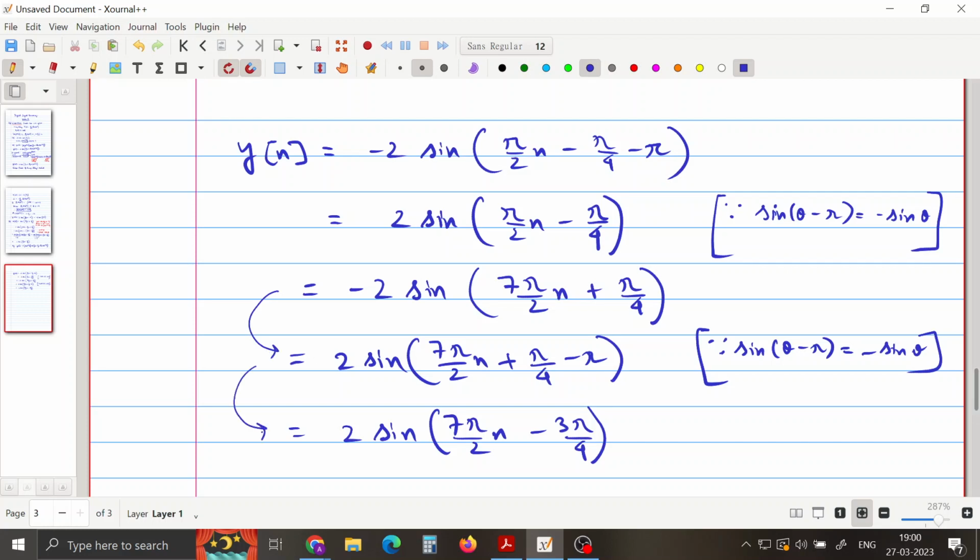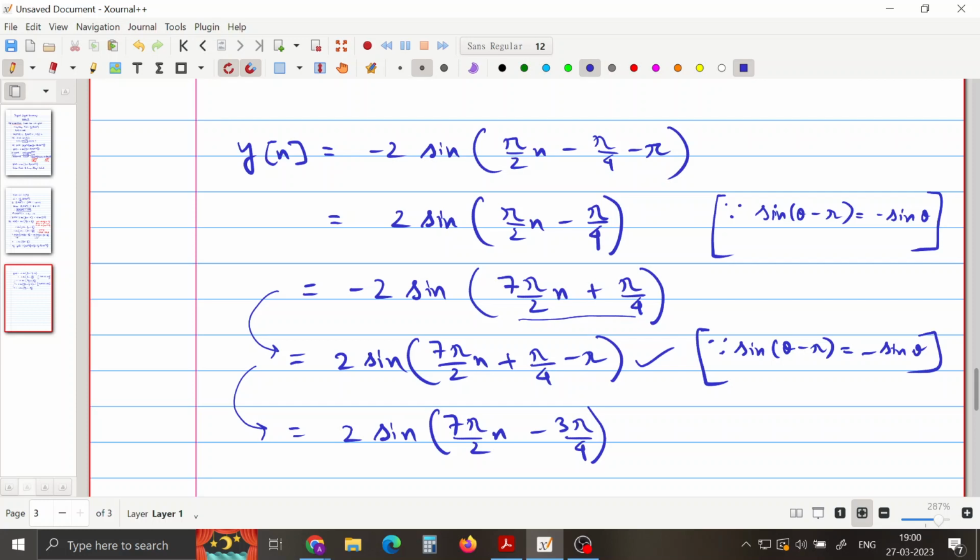That you have given minus pi, right? 2 sine of 7 pi by 4 plus pi by 4 minus pi. Yes, this step. I have just subtracted pi. Previously, inside the phase, in the previous step, it was 7 pi by 2 n plus pi by 4. In the next step, all I have done is subtract pi.